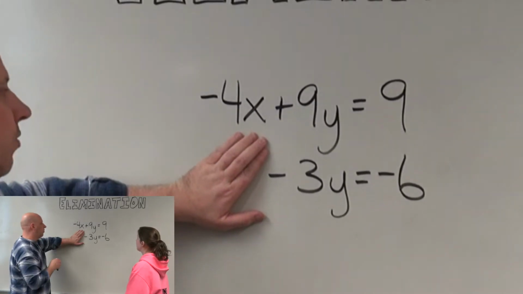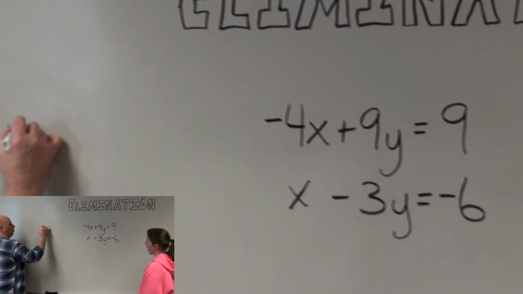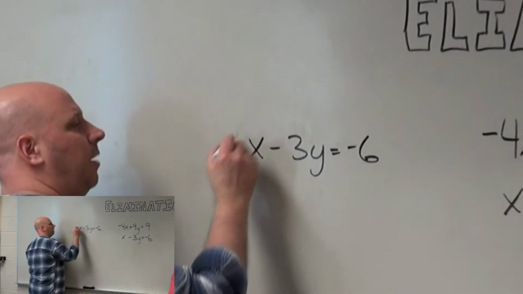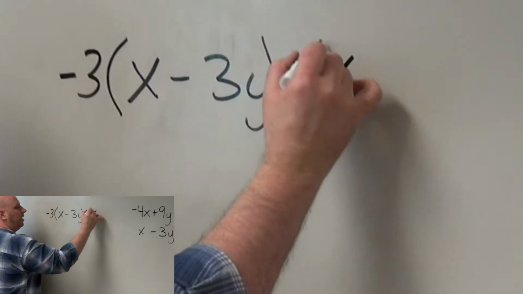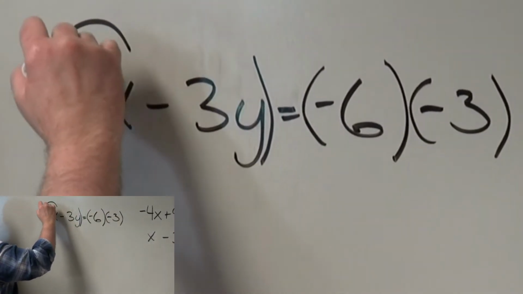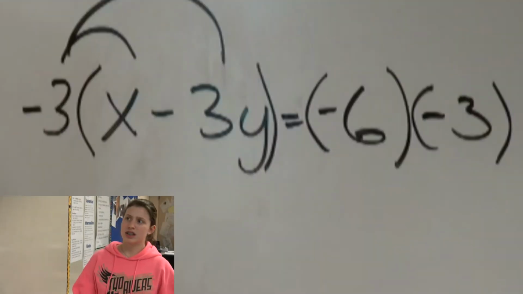Negative 3. Negative 3, correct. So this is what I'm going to have to do. I'm going to take this equation and rewrite it like this, and then I'm going to multiply by a negative 3. Now I have to do that to every term, which means this is going to get distributed to the terms on the inside.